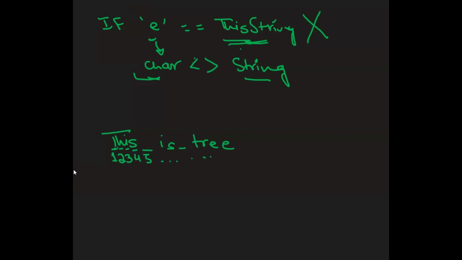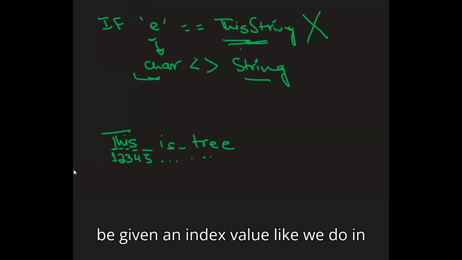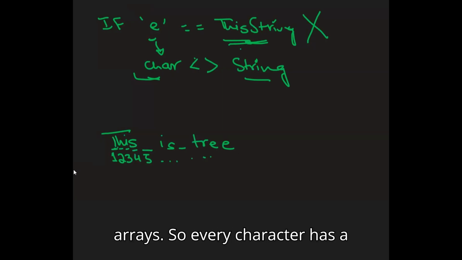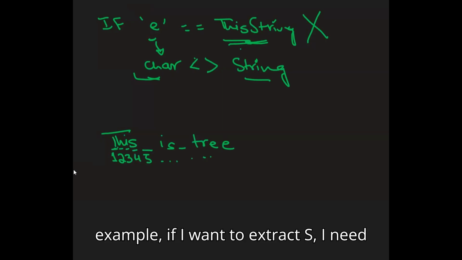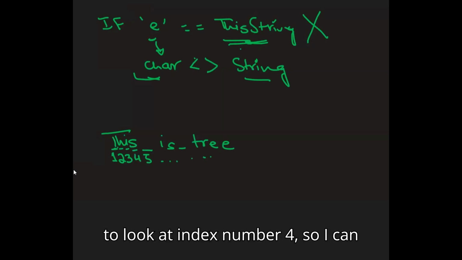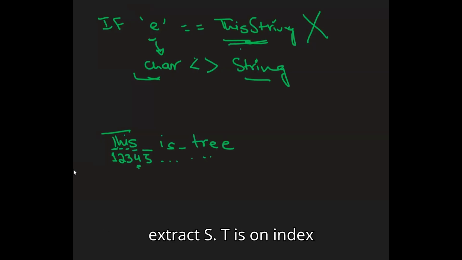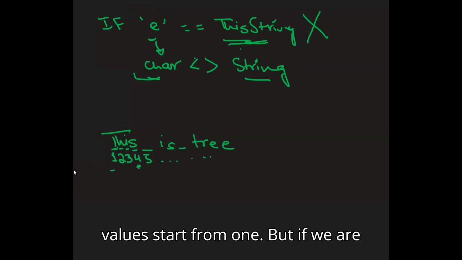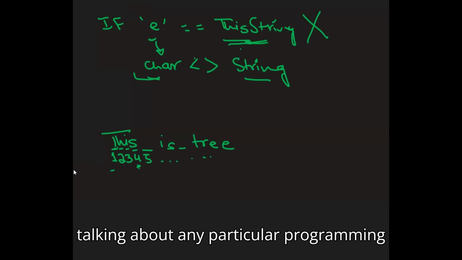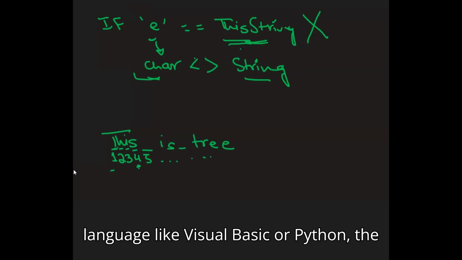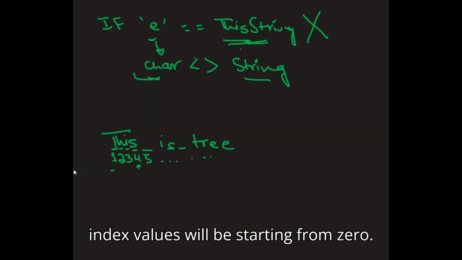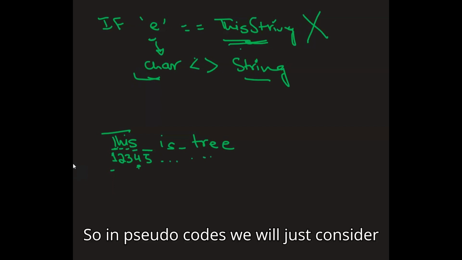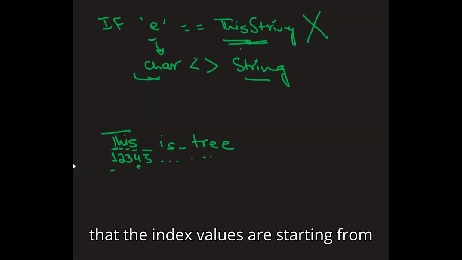So basically, each character in the string can be given an index value like we do in arrays. So every character has a place, has an index value. For example, if I want to extract S, I need to look at index number 4. So I can extract S. T is on index number 1. So in pseudocodes, the index values start from 1. But if we are talking about any particular programming language like Visual Basic or Python, the index values will be starting from 0. So in pseudocodes, we will just consider that the index values are starting from 1.